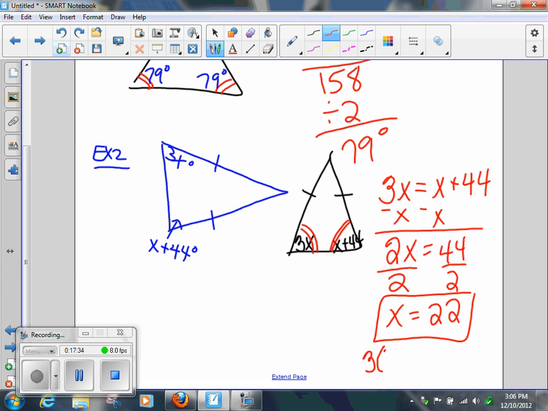3 times 22 is what? 66. Would I have to go 22 plus 44? No, it better be the same thing, right? What do you think? It is easy, right? Okay, y'all remember that.